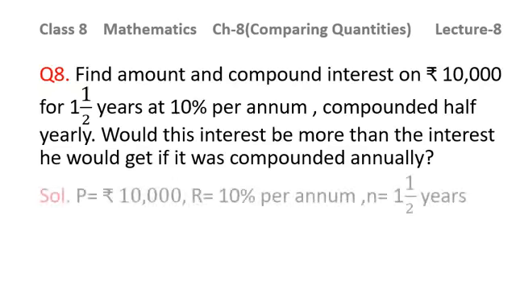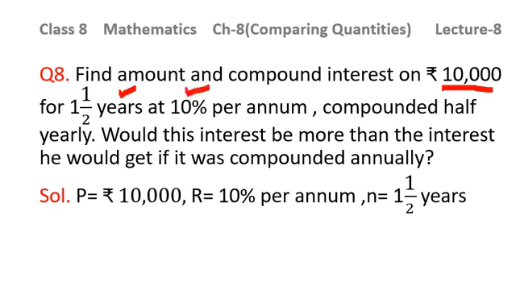Simple as this. So coming to question number 8, find the amount and compound interest on 10,000 rupees for 1.5 years at 10% per annum compounded half yearly. These types of questions we have already done. So let us see how we will be doing in this question again. Would this interest be more than the interest he would get if it was compounded annually?